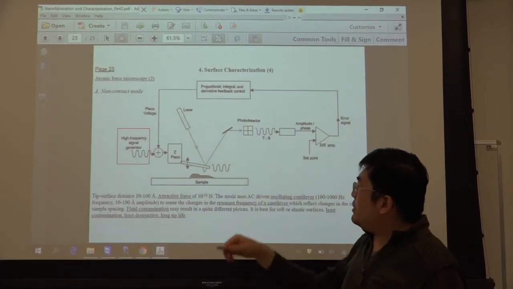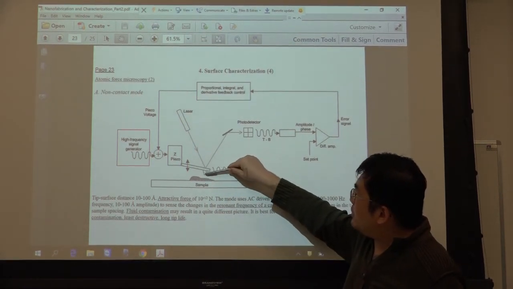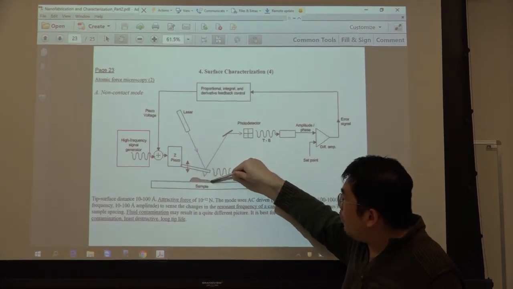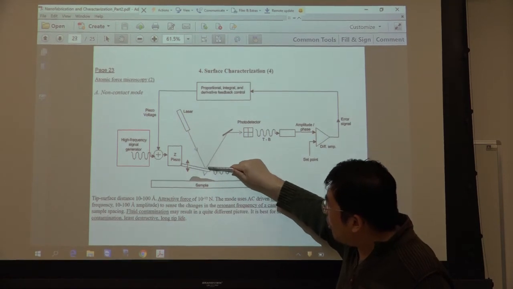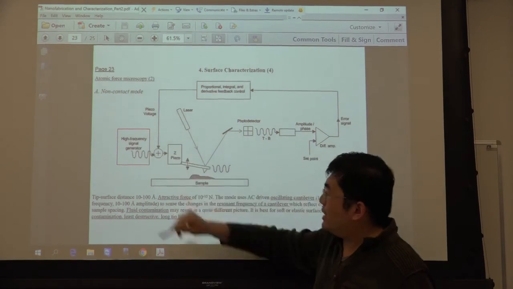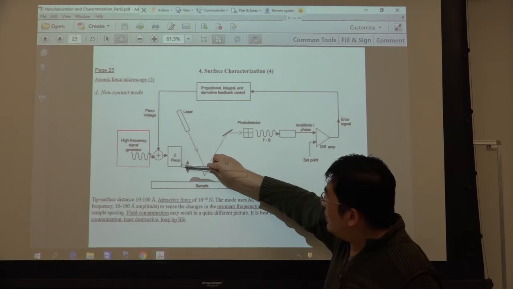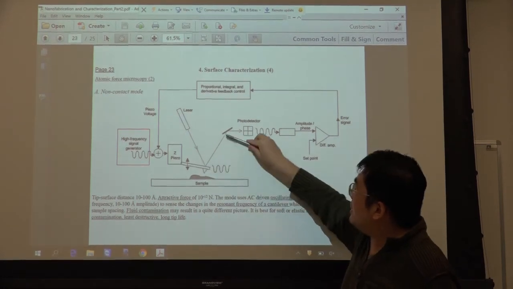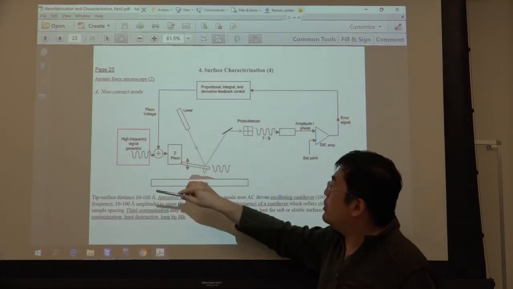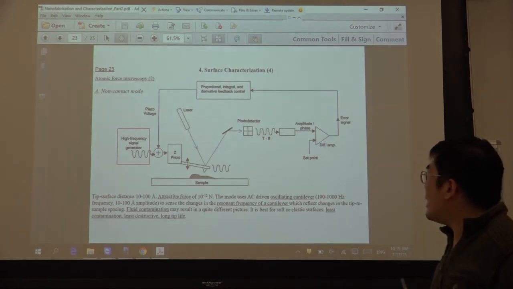Because the sample is rough, the distance between tip and atom will change, so the force changes. If the force changes, the oscillation frequency is modulated. Initially they give the signal from the generator and it oscillates. Then when they move, it also oscillates, but with modulation. This modulation can be detected by a photodetector, which gives feedback to control the signal generator. This is called the non-contact mode.